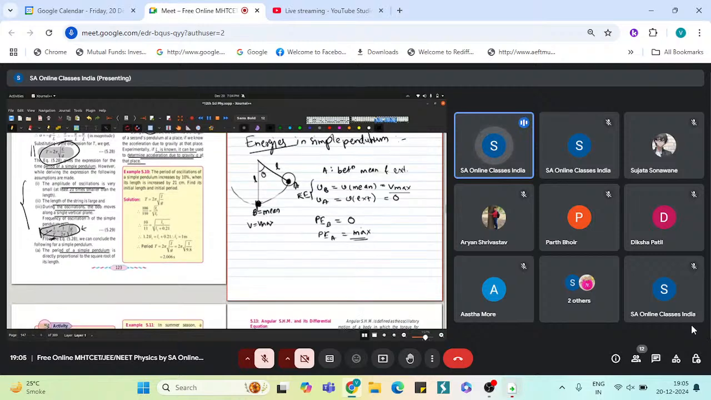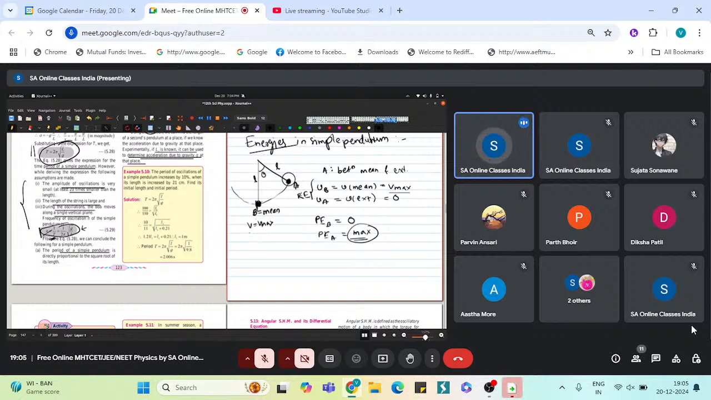Now we have not formally derived a formula for the maximum energy in a simple pendulum system, just like how we did in the spring system, where it was half k a square, the maximum or total energy in the system. We have not derived a similar formula here, but there is a nice little trick that you can use to find energies at different positions, even in the simple pendulum case.